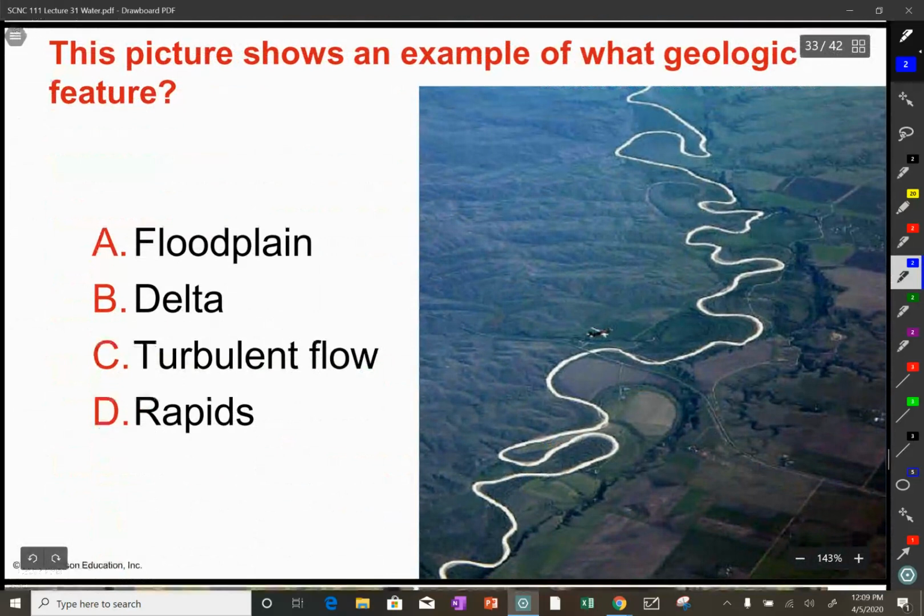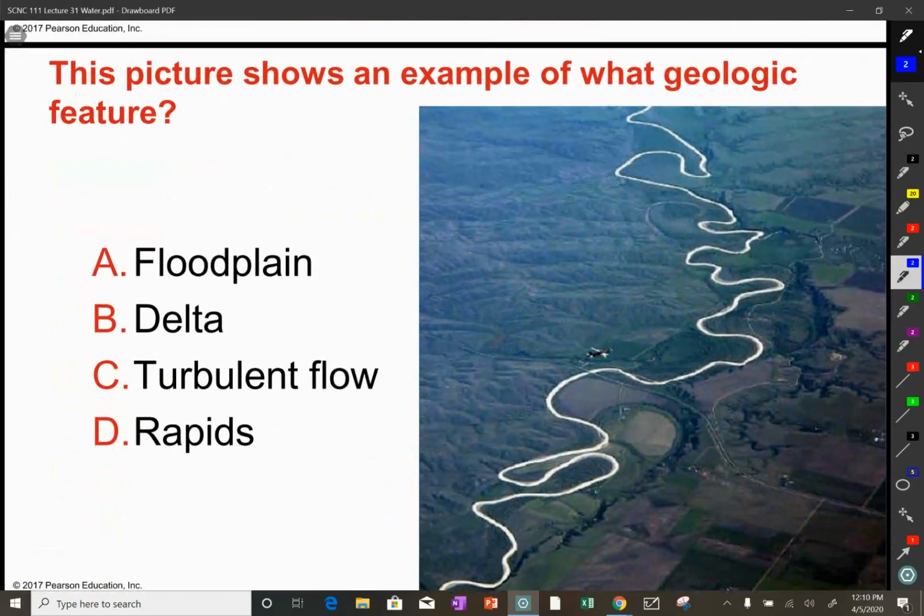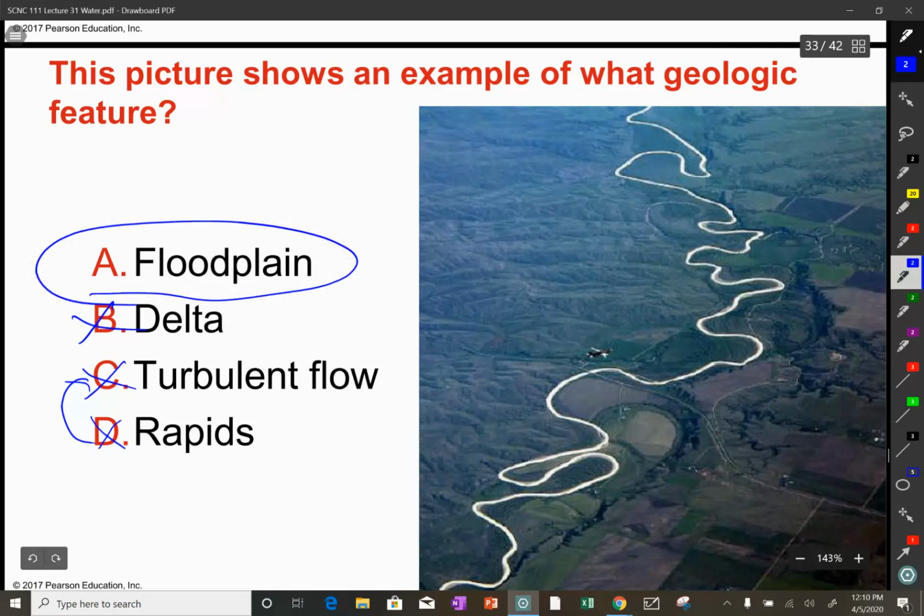Now, in this picture, what geologic feature are you seeing? Are you seeing a delta? Do you see water flowing into an ocean? No. Do you see turbulent flow? I can't see turbulent flow. Rapids go with turbulent flow. What we have is a floodplain. We have a flat region here that has been carved out by this river.